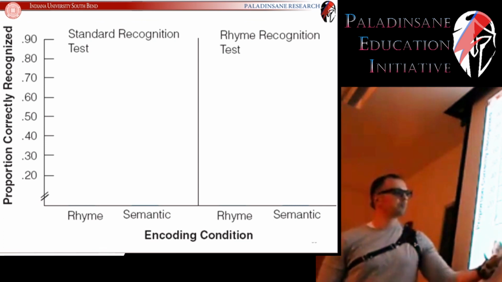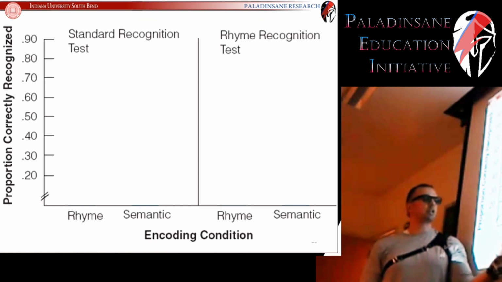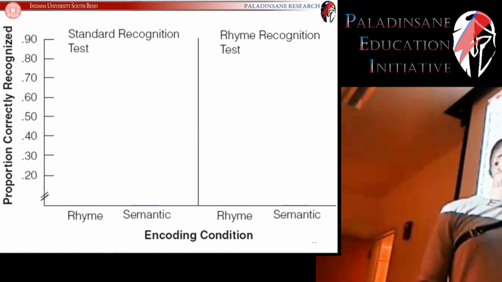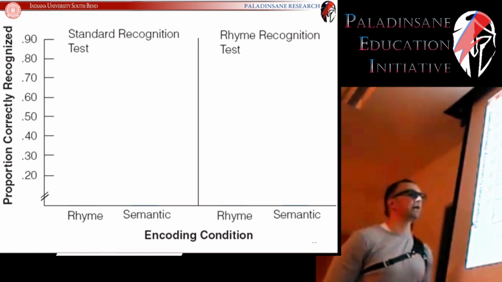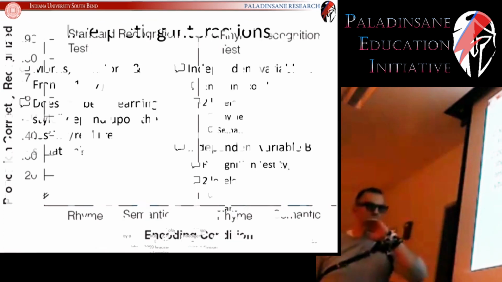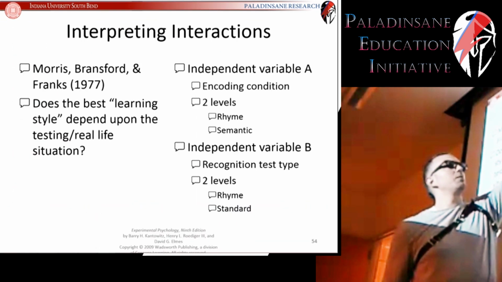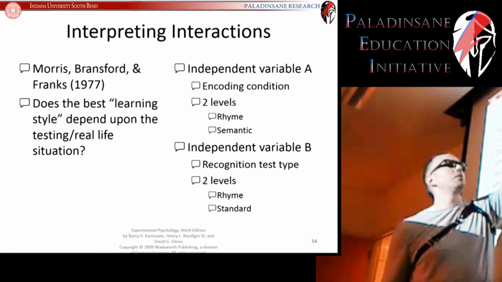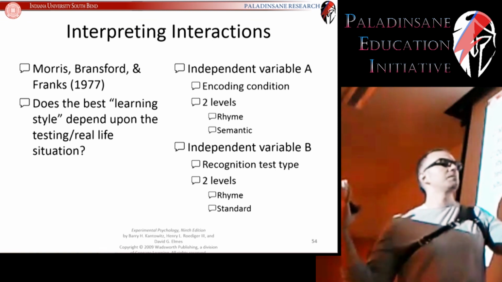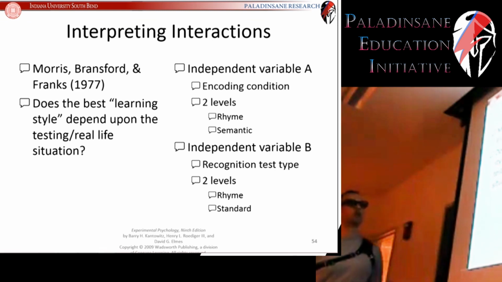For the encoding condition here, we have people that encoded the information as a rhyme, and people that encoded the information semantically, alive or dead. Over here, we have the performance of individuals on the standard recognition test, and here we have the performance of the individuals on the rhyme recognition test. That gives us our 4 different conditions. We had people that learned it with a rhyme and were tested with a rhyme, people that learned it with a rhyme and were tested with a standard test, people that learned it semantically and were tested with a rhyme, and people that learned it semantically and were tested with a standard test. We got 4 different conditions.